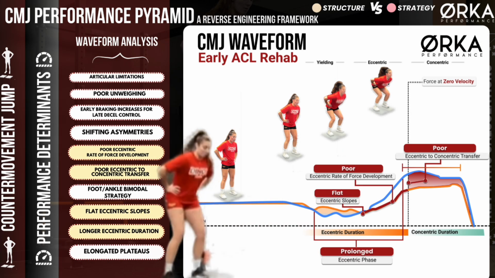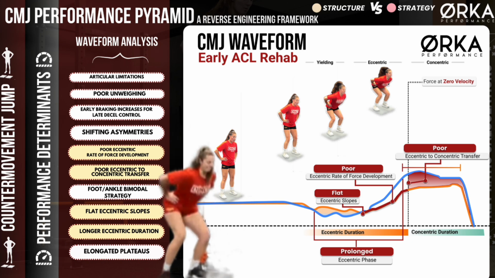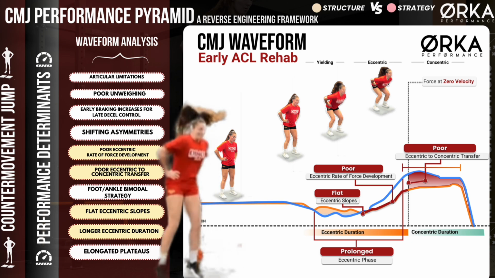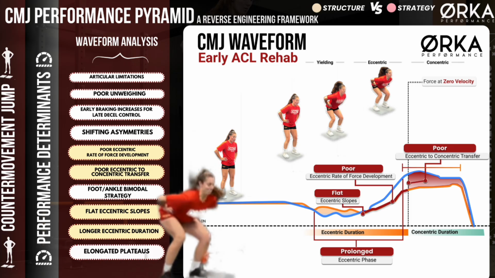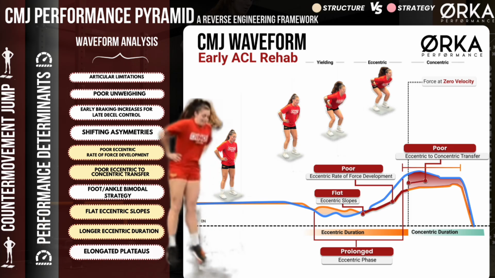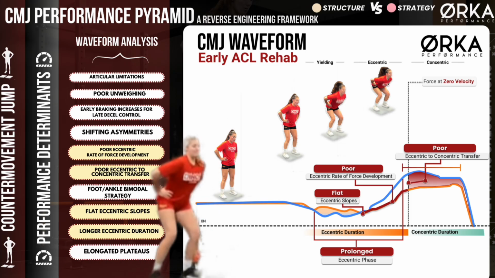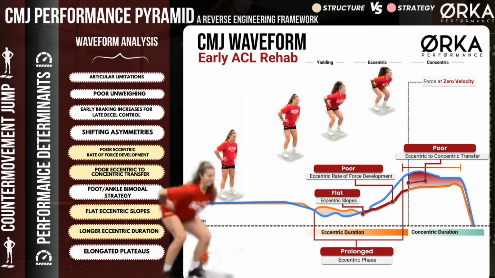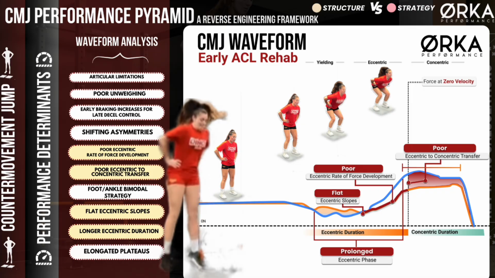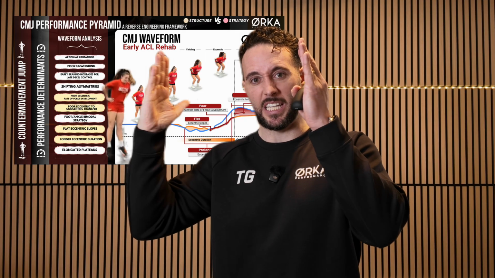Or she might show us poor eccentric rate of force development, where we just have this really flat slope instead of a steep slope. We might have poor eccentric to concentric transfer, where when we look at the plateau, after it goes through the U shape and the ramp up the mountain, the peak of the mountain, the plateau is really long.